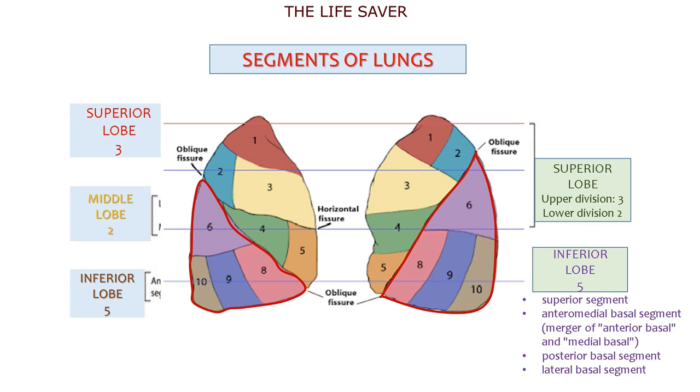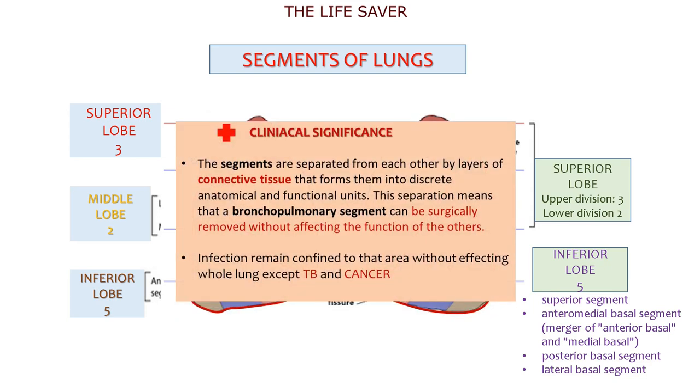The most important clinical significance of the segments of the lung is that the segments are separated from each other by connective tissue, as a result of which they act as a discrete anatomical and functional unit. So whenever there is an infection in one segment and we want to remove that segment, we can remove it surgically without affecting the function of the other segments or the whole lung. The other point which is very important to remember is that the infection remains confined to that area without affecting the whole lung, except in TB and cancer.